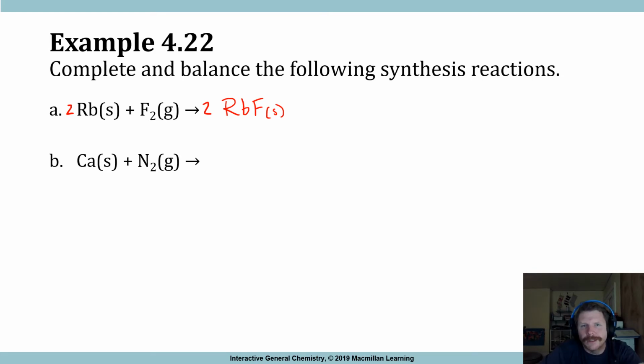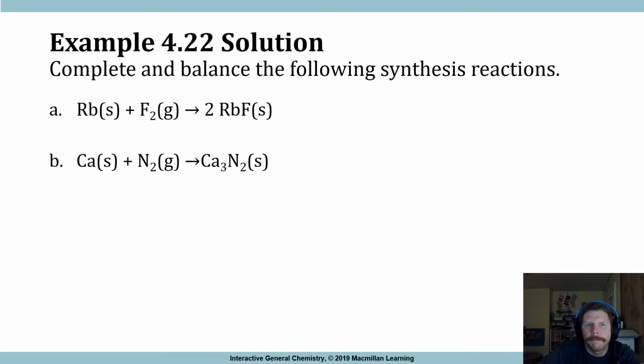Next up is calcium, which is a group 2 metal, and nitrogen, which is group 15. So nitrogen is going to react with this calcium to produce Ca3N2. That's also going to be a solid. And all that we have to do to balance that is throw the 3 in front of calcium, just like I said.